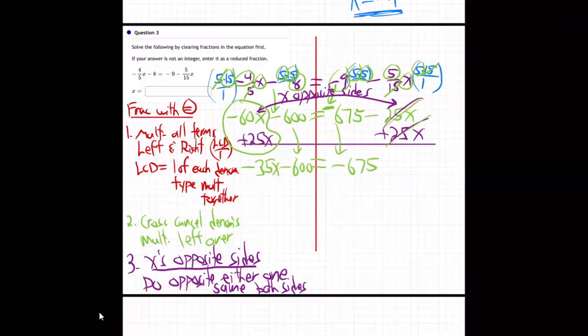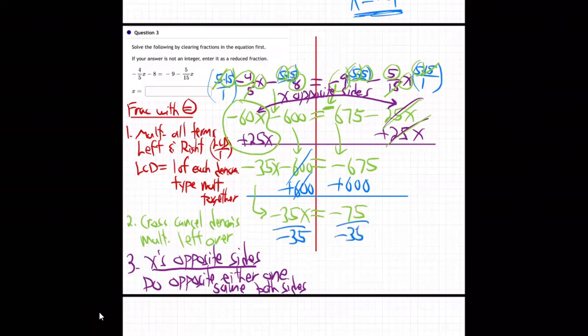And then from here it's cake. Add the 600 to both sides like that. Boom and a boom. And here we get minus 75, right? And last step here, divide by minus 35, boom and a boom.